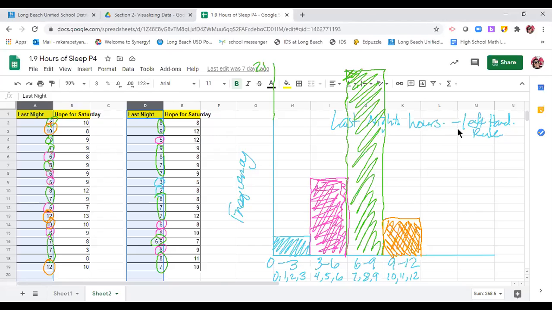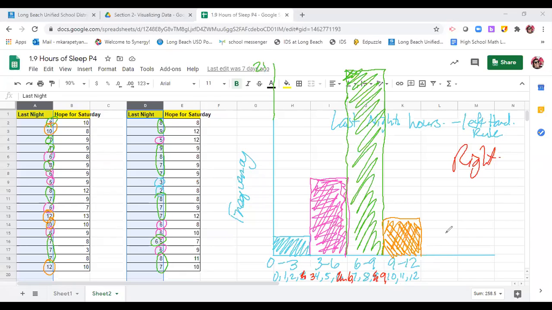Exactly, Valerie. Because I chose to use the left-hand rule. If I had chosen to use the right-hand rule, here, I'll do that in red. So if I had done the right-hand rule, that means this one would have been just 0, 1, 2. And this would have been 3, 4, 5, not including 6. This one would have been 6, 7, 8, not including 9. And this last one would be 9, 10, 11, 12. And it would include 12 because there's no other one after that. So it's all about the rule that you use, right?